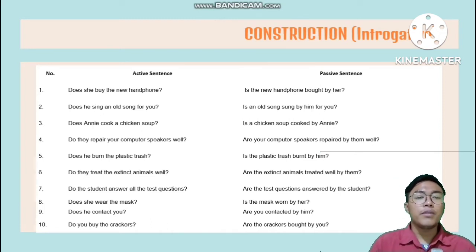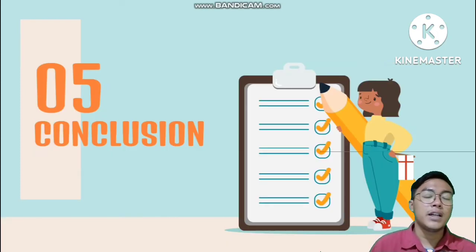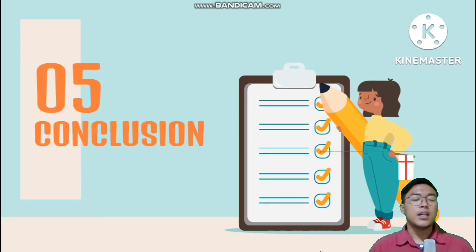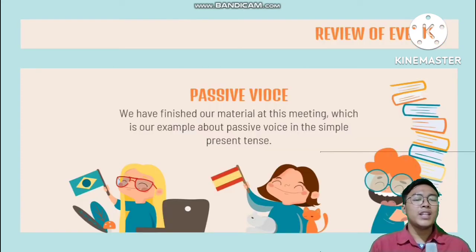Okay, we're going to move to the last of the slides. That's a conclusion. Review of the event. Passive voice, we have finished our material at this meeting. Our example was about passive voice in the simple present tense. The three constructions, the positive, negative, and interrogative sentences before, are in the simple present tense.